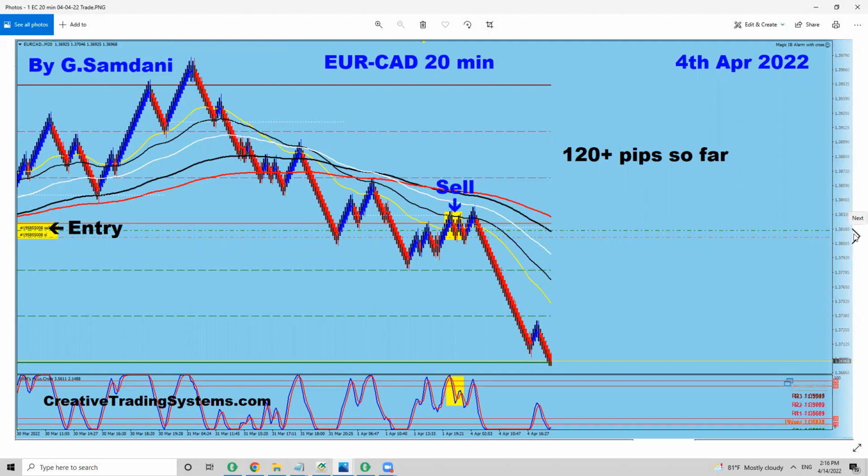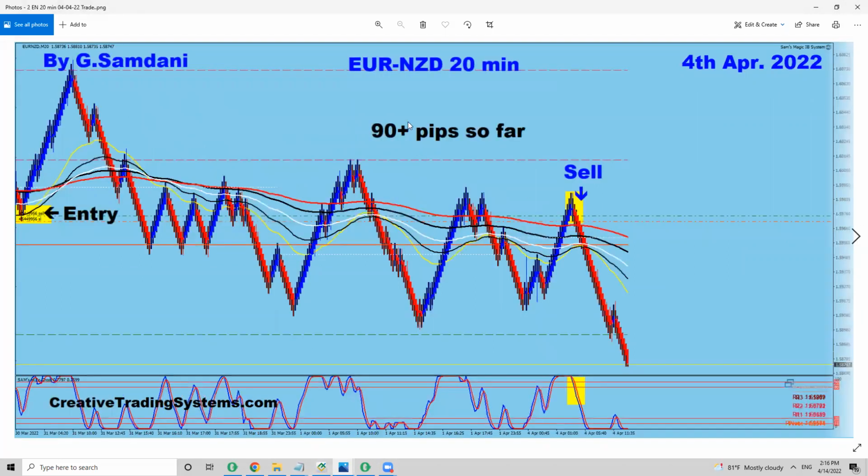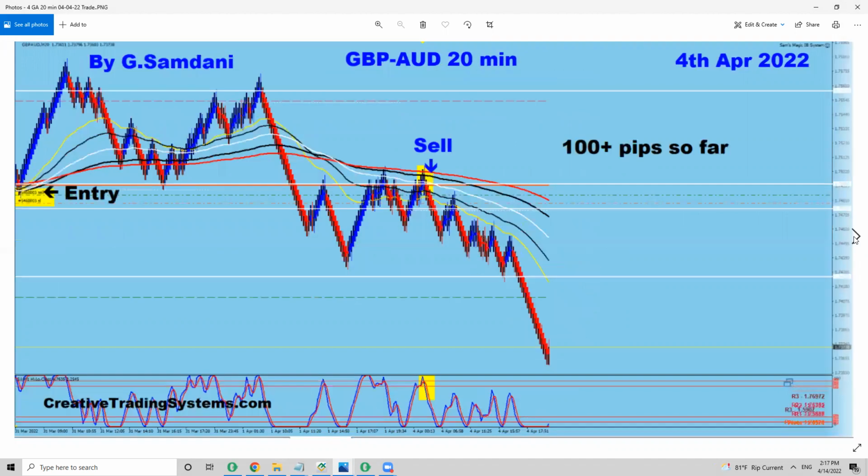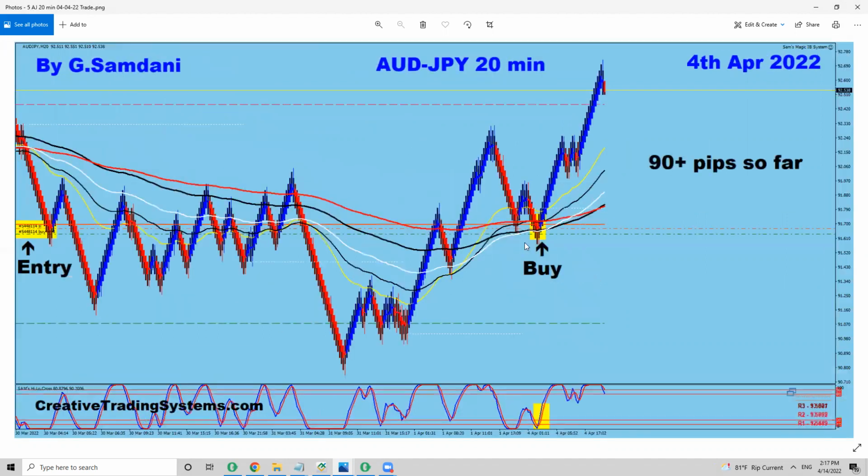So this is EURAUD, 20-minute chart, and this is EURNZD for 90 pip, same setup, right? And this one on the 4th, Euro Aussie, I just showed you. This is the one, and then maybe not. That was last week, I guess. So 150 pip from here to here. Pound Aussie, 100 pip. This is the same setup again, right? That's how you're going to see the same setup. And this one is just the opposite, the long one.